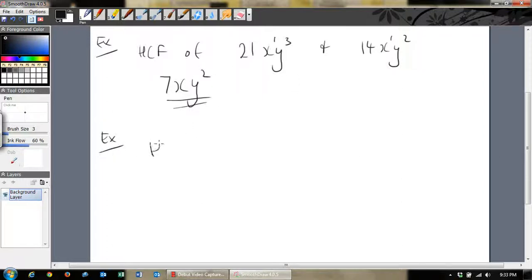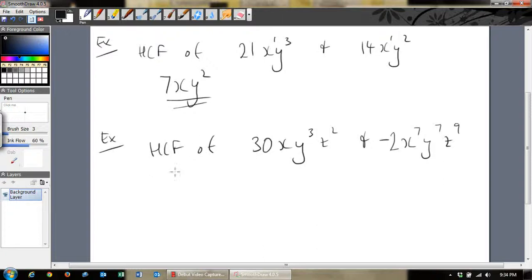Just do one more. Highest common factor of 30xy cubed z squared and negative 2x7 y7 z9. Okay, what's the highest common factor? Alright, so let's look at the numbers first. 30 and negative 2. What's the number that goes into both of those? Well, 2. 2 goes into both of those. That's 15 times 2, and that's just 2. And there's no bigger number that goes into both.